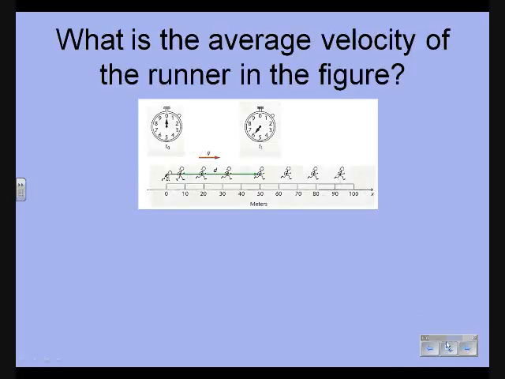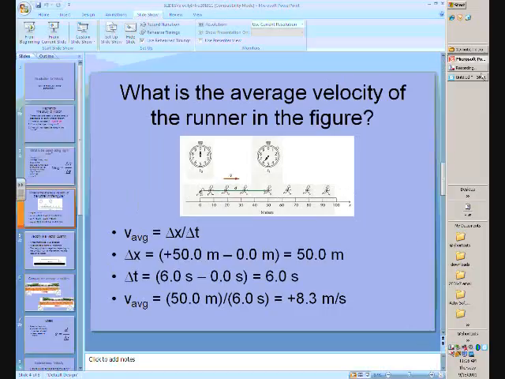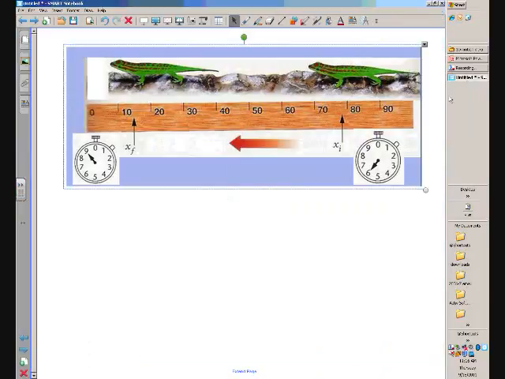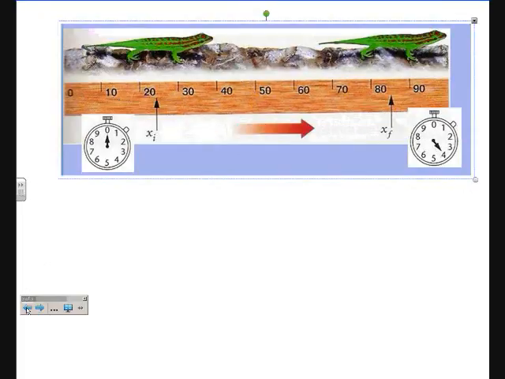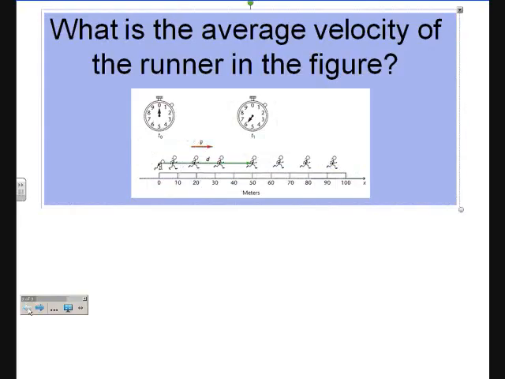So let's take a look at this picture here, and I'm going to get out of PowerPoint and go to my notebook software. All right, so what is the average velocity of the runner in the figure? We just learned that our definition of average velocity is equal to delta x over delta t. So we need to know the displacement of this runner and the time over which that displacement occurred.